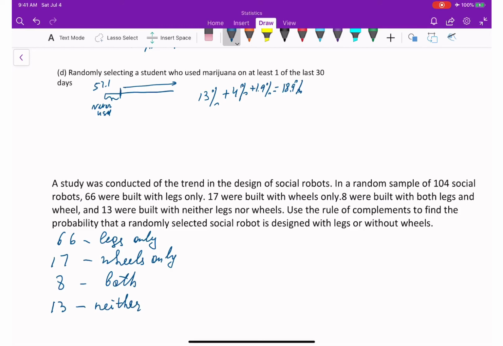Okay, use the rule of complements to find the probability that a randomly selected social robot is designed with legs or without wheels. So designed with legs, and in total we have 104, right?